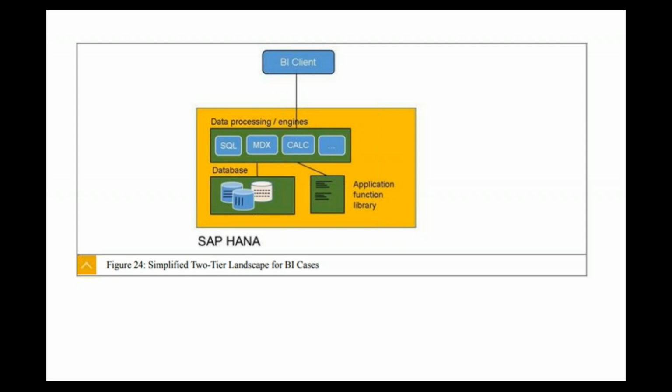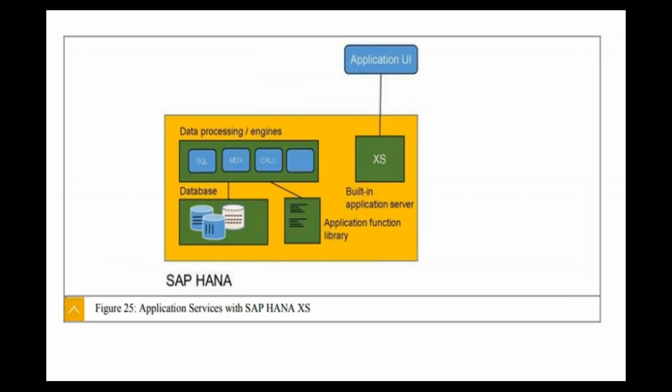This is a two tier one. So in this we have SAP HANA. We have data processing engine. We have the client, BI client. This is a two-tier architecture. So two-tier architecture is not that frequent. Three-tier architecture is what we will be frequently using.